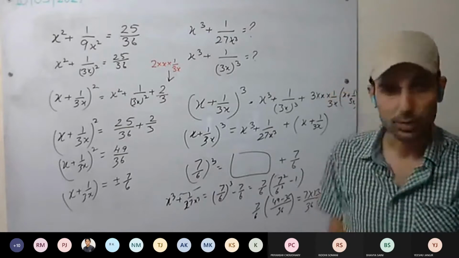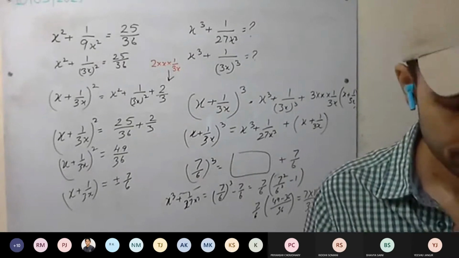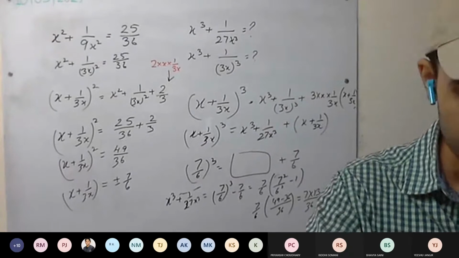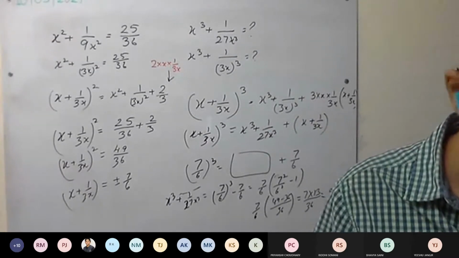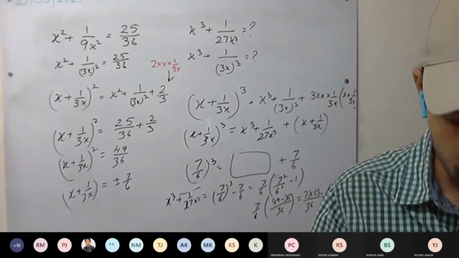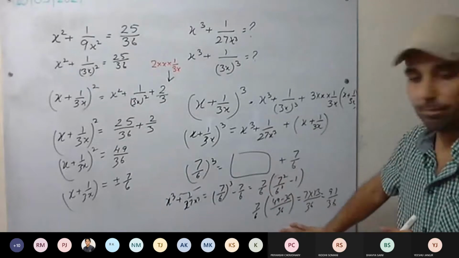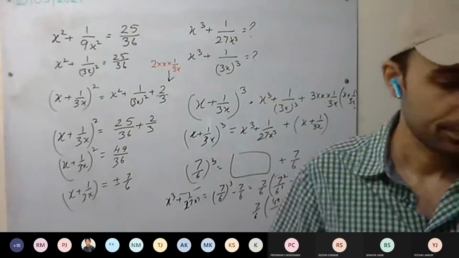Okay, plus minus you can put. Okay, no plus minus, this one only. 91 upon 36. Understood? Fourth D, fourth question. Have you understood this one? Everyone understood? Any doubt?